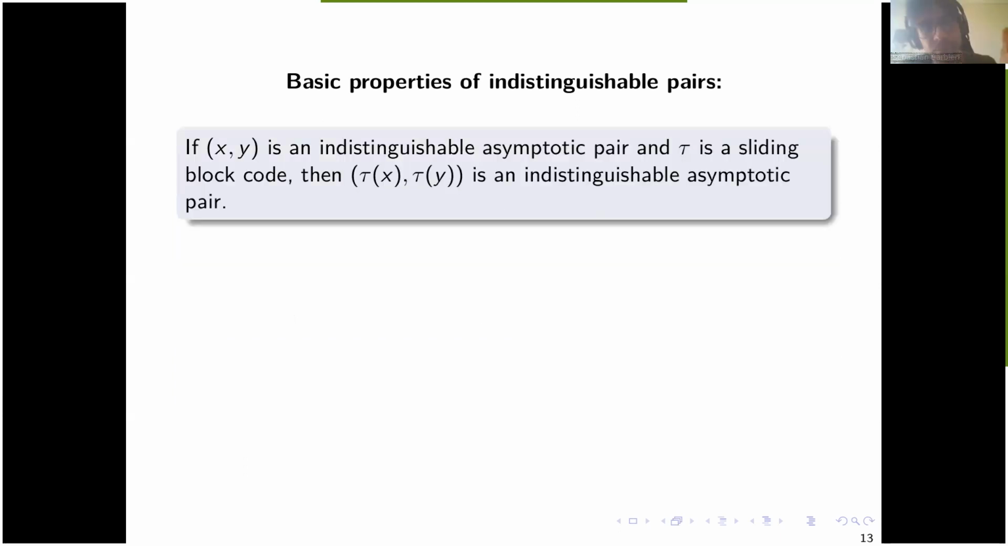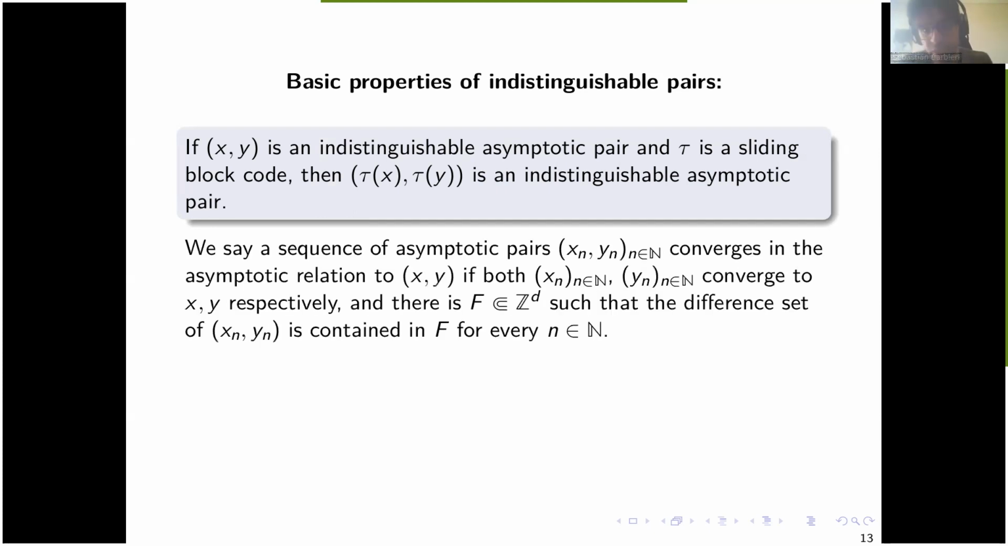Another thing, if I have an indistinguishable asymptotic pair and I have a sliding block code, so that's just a function from the set of all configurations in some alphabet to the set of configurations in another alphabet that depends on finitely many symbols to determine a particular symbol, and which is invariant under translations, then the image of X and Y is also going to be an indistinguishable asymptotic pair.